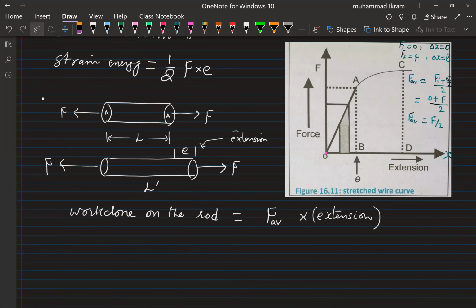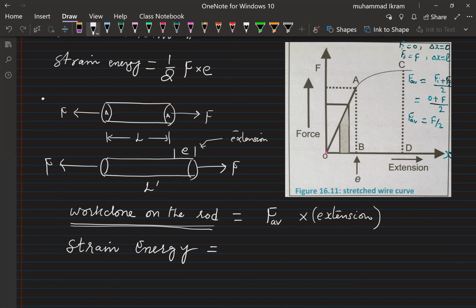Now you know that when you do work on the body, it increases the mechanical energy of the body. So this work done will appear in the form of stored energy in the body, and we call that stored energy the strain energy. So this strain energy in the body will be equal to F by 2 into the extension produced, which is e. So it will be equal to F by 2 into e. Sorry, more good is like this, 1 over 2 F into e. This is the strain energy, the energy stored in the body.